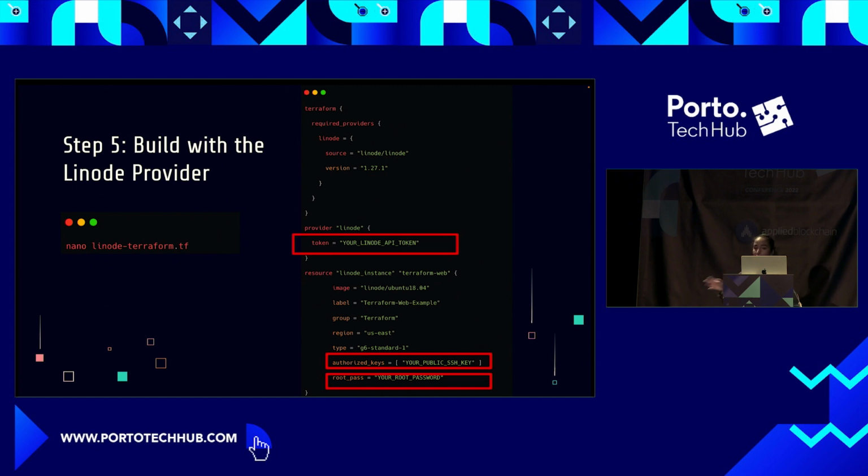Again, this is your configuration file. This is where you define all of the resources that you want. Here, I'm creating a Linode instance, and I'm calling it Terraform Web Example. You need to add your Linode API token. You have to add your public SSH key and the root password that you created.